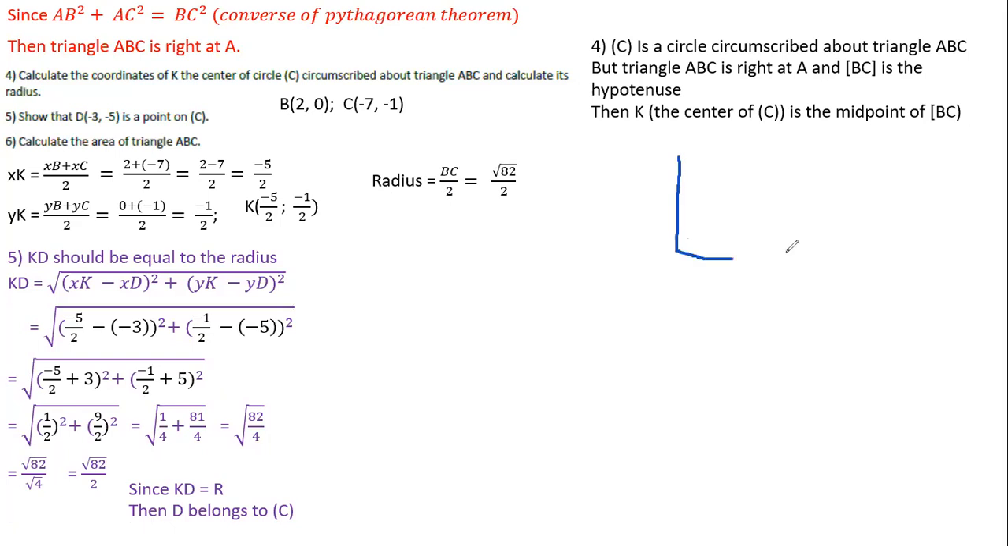This is the triangle ABC. It is right at A. So angle A is equal to 90 degrees. A, B, C. K is the center of the circle circumscribed about the triangle.